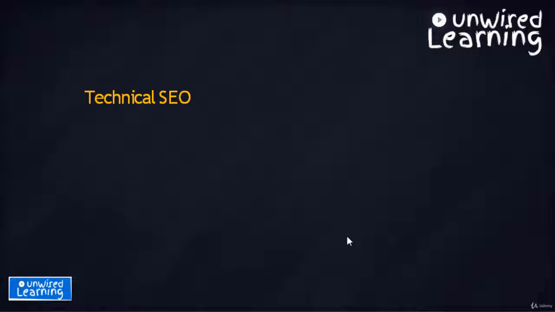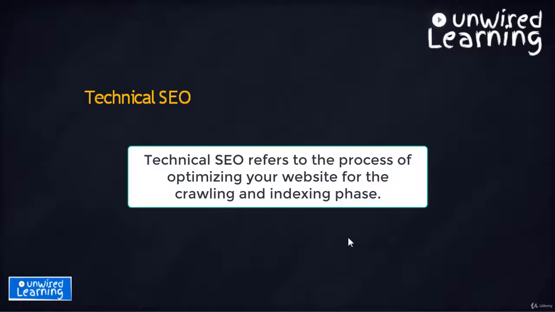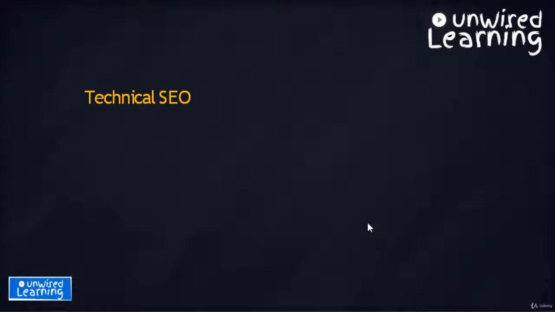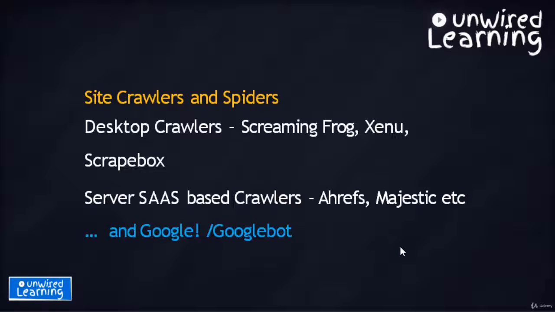Next thing is technical SEO. This involves everything that is related to your website: the coding part, the HTML structure, your page speed, how you are doing the keyword work on your website, your header, your meta tags, all the reference links and everything. We have a whole separate section in which we will be discussing technical SEO. Next is site crawlers and spiders. We have already discussed that.